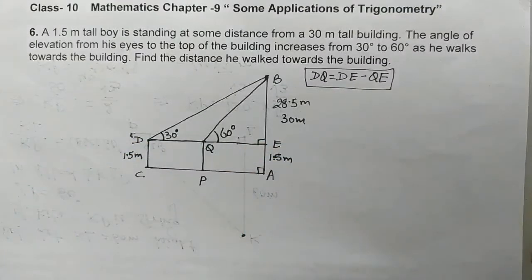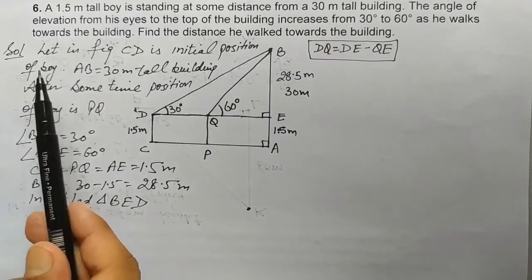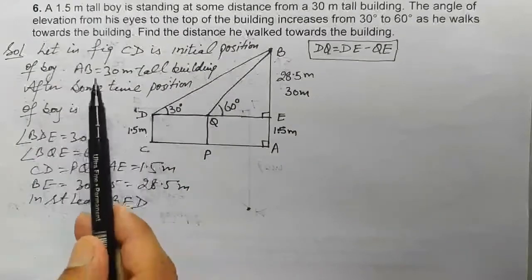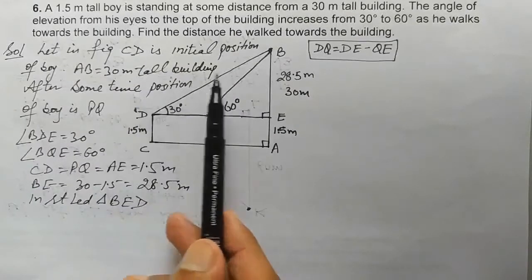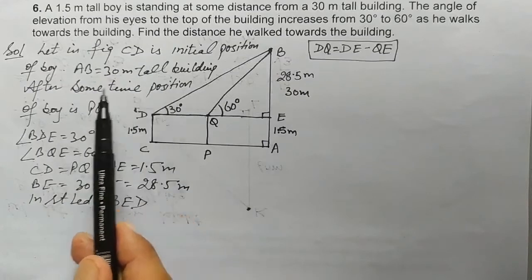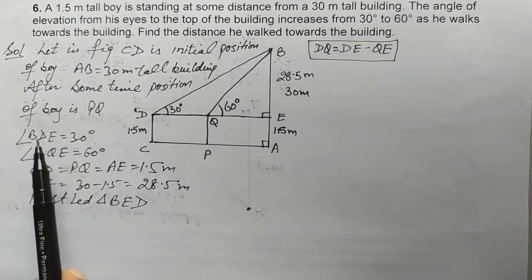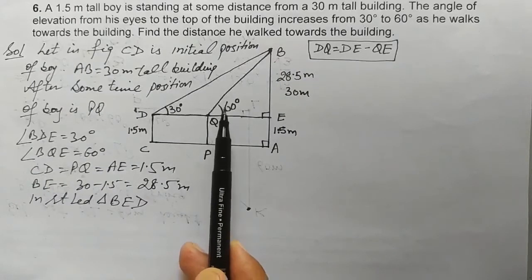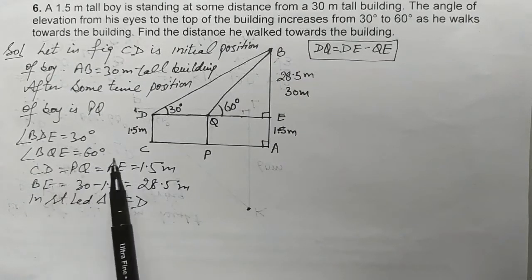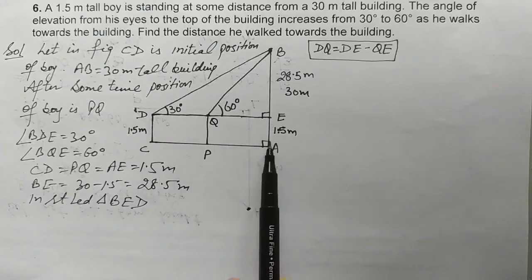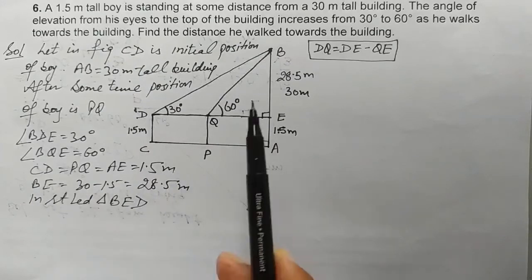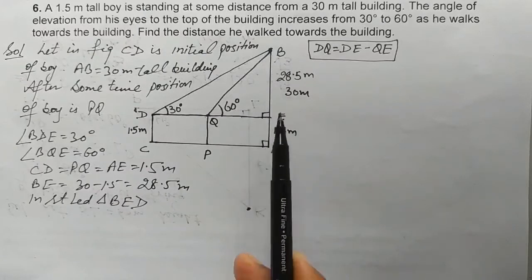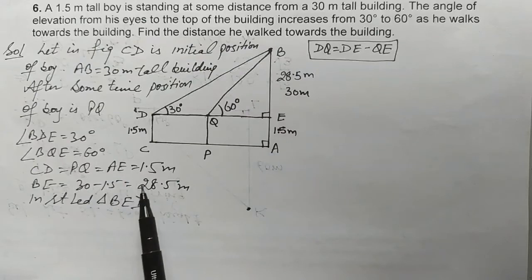So let's write now. Let in figure CD be the initial position of the boy. AB is equal to the 30 meter tall building. After some time the position of the boy is PQ. Now angle BDE is 30 degrees, angle BQE is 60 degrees, and CD is equal to PQ is equal to AE, that is equal to 1.5 meter. Now BE is BA minus EA, means 30 minus 1.5, that is 28.5.